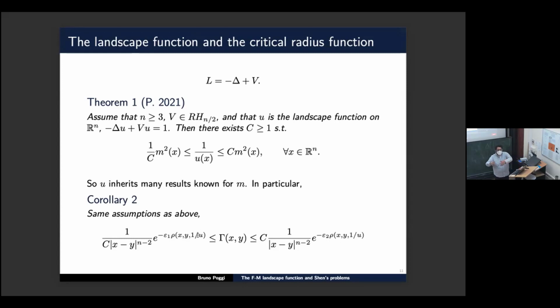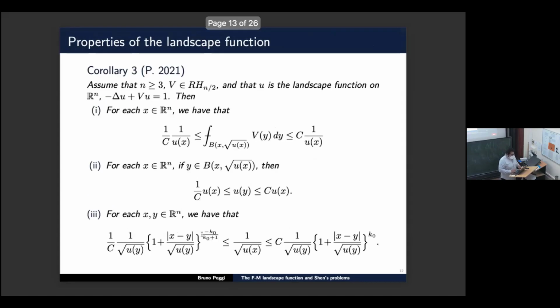Since they are pointwise equivalent, now these Agmon distances are essentially the same up to a constant, right? So, okay. And then it means also that the landscape function inherits a lot of properties that the critical radius function has. But we don't have to go into too much detail. I just want to say that, for instance, number 2 here is a sort of Harnack inequality, but it is much stronger than what the usual argument for Harnack inequality would give you. Okay, so it just gives you a stronger result in this case.